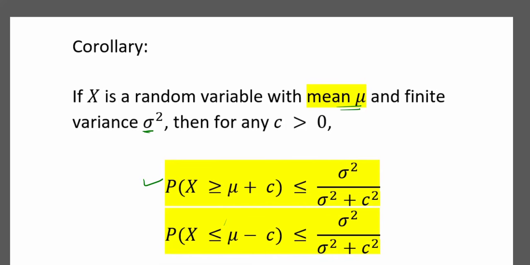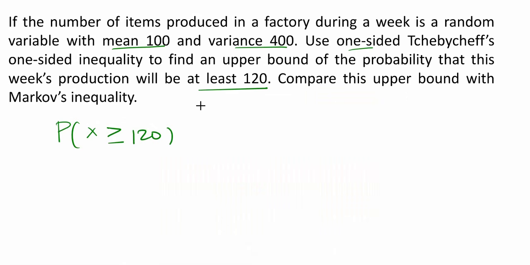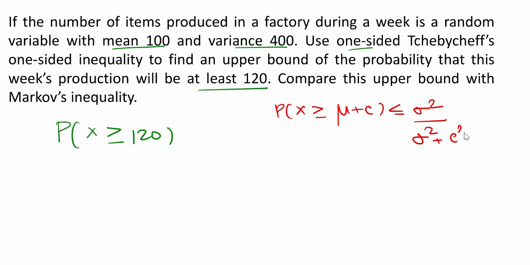So copy paste the formula over here. We have that probability of x greater than or equal to mu plus c is less than or equal to sigma square divided by sigma square plus c square. The quantities which we have in hand are, we have been given mu equal to 100, and variance, which is sigma square, is 400.